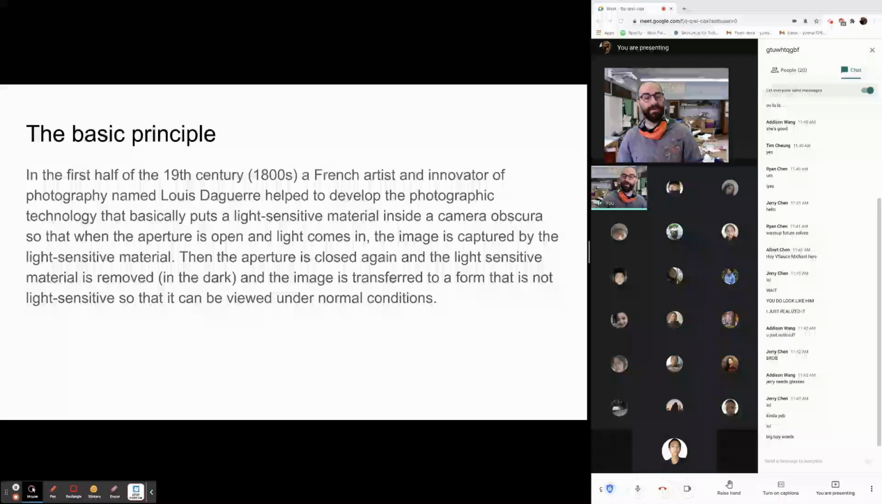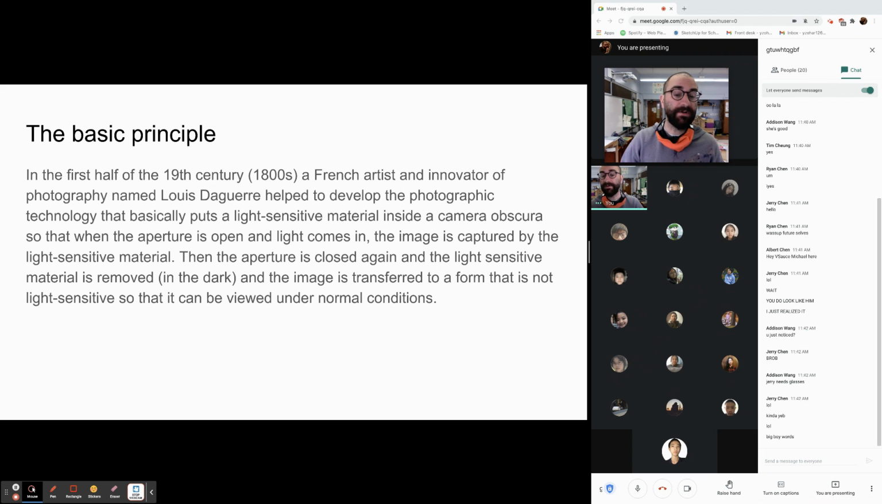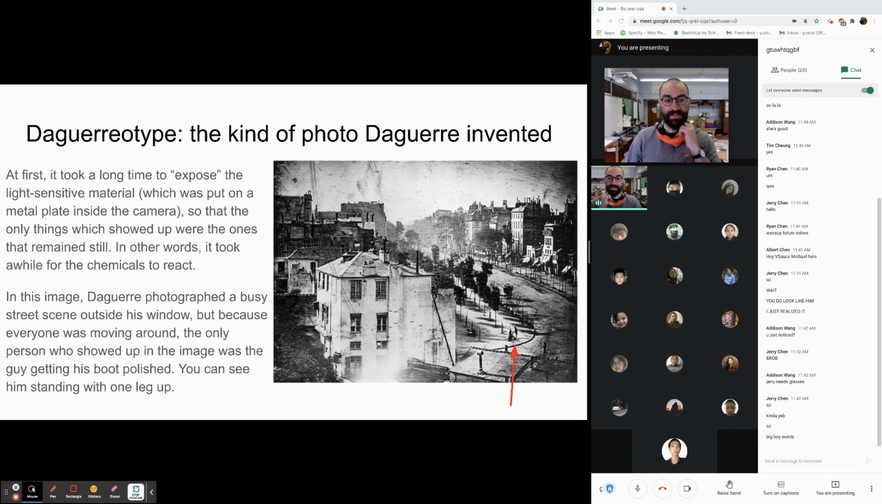The basic principle, right? In the first half of the 19th century, that's the 1800s, a French artist and innovator of photography named Louis Daguerre helped to develop the photographic technology that basically puts a light-sensitive material inside a camera obscura, so that when the aperture is open and light comes in, the image is captured by the light-sensitive material. Then the aperture is closed again, and the light-sensitive material is removed in a dark place, and the image is then transferred to a form that is not light-sensitive so that it can be viewed under normal conditions. The daguerreotype was the first kind of photo that Daguerre invented.